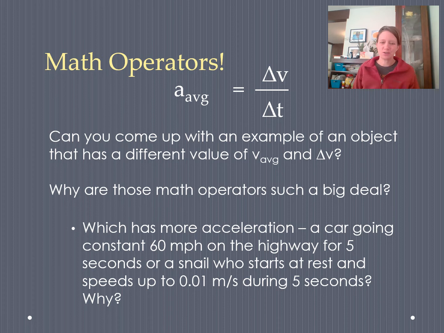So you can ask yourself this question: which has more acceleration, a car that's going a constant 60 miles per hour on the highway for 5 seconds, or a snail that starts at rest and speeds up to 0.01 meters per second during the same 5 seconds? Maybe take a pause for a second and think about this.